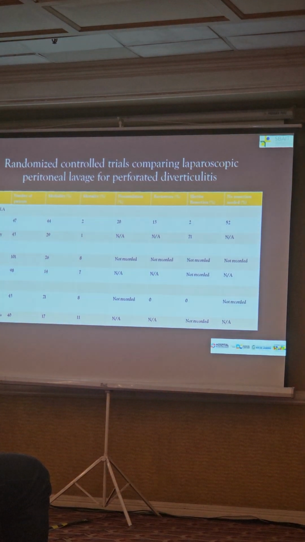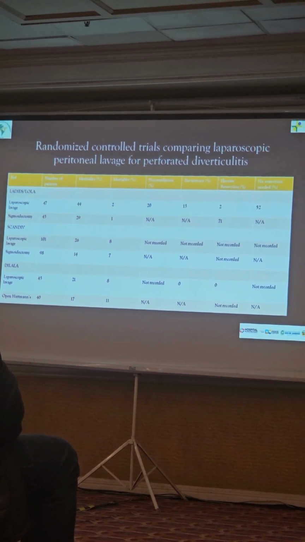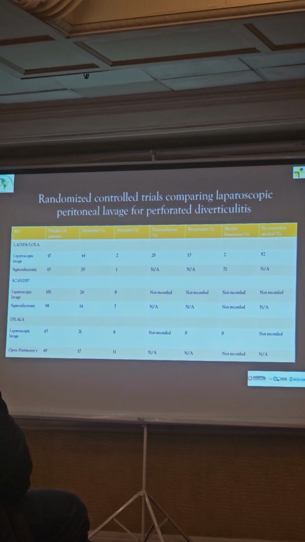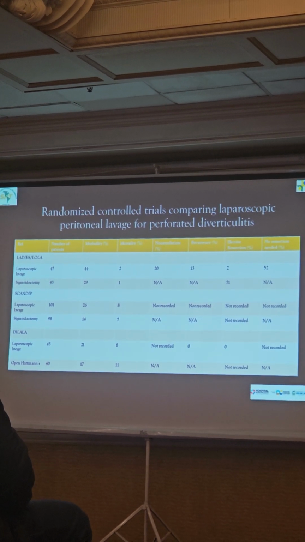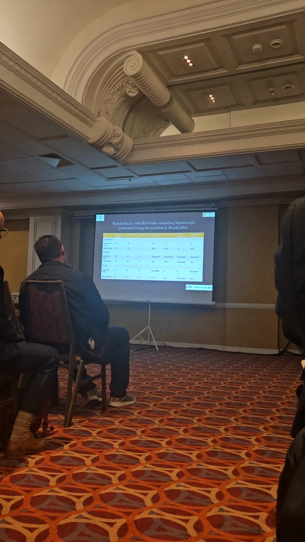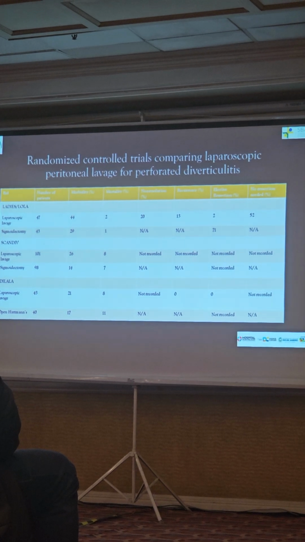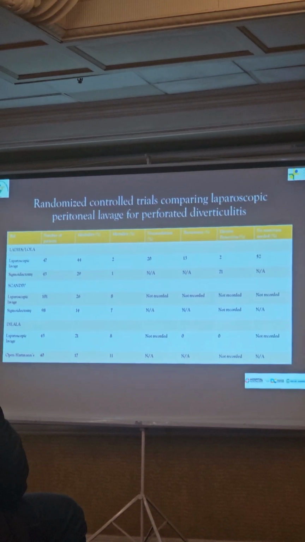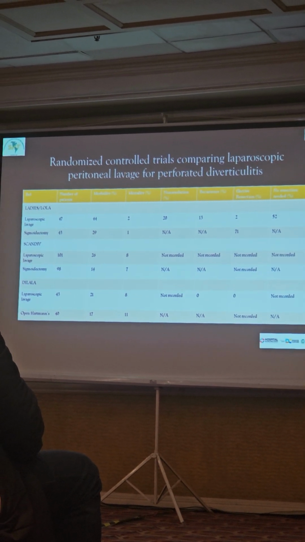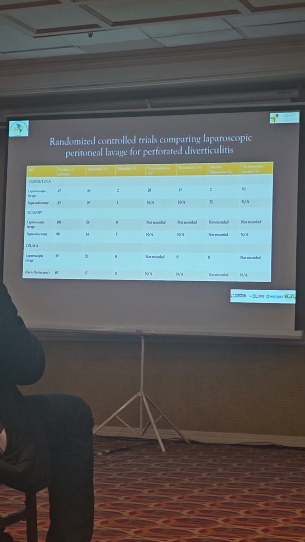With this table, there's just a small comparison of the trials, with the number of patients, the morbidity, and the mortality. As you can see, the laparoscopic patients and the patients who had surgery are almost the same number. The difference is that the patients in one trial had open Hartmann's procedure. The others had sigmoidectomy. Morbidity was higher for laparoscopic lavage in all of them, and mortality was higher in the open Hartmann's procedure group.